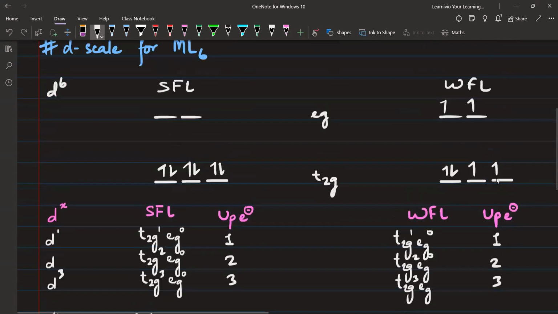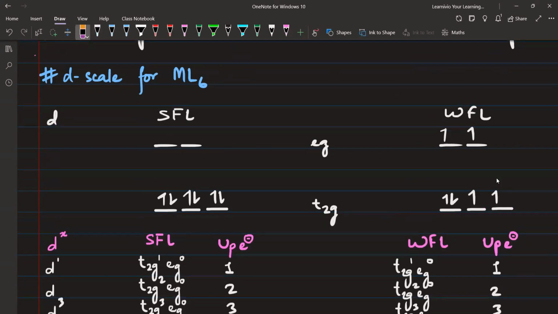Four. Let's look at d7. In d7, one electron. Now t2g is completely filled. We don't have any choice. Pairing karte, pairing kahan se hoga? Up to eg pe jayega na? What will happen now? It will go to eg. And what will happen to the weak field ligand? Now the pairing in the t2g will be happening.